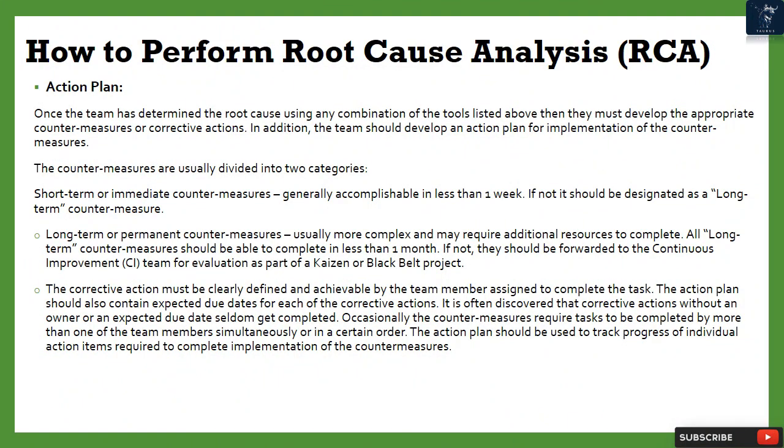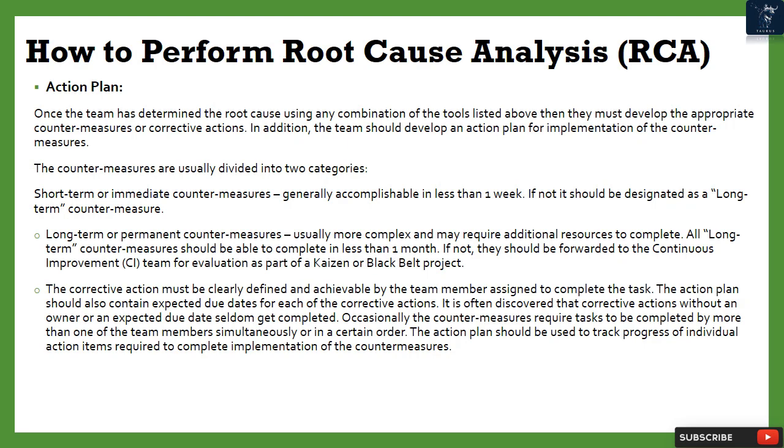Action Plan. Once the team has determined the root cause using any combination of the tools listed above, then they must develop the appropriate countermeasures or corrective actions. In addition, the team should develop an action plan for implementation of the countermeasures. The countermeasures are usually divided into 2 categories. Short-term or immediate countermeasures, generally accomplishable in less than 1 week. If not, it should be designated as a long-term countermeasure.